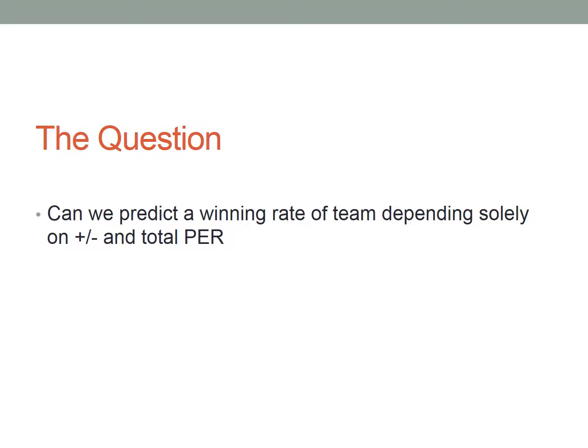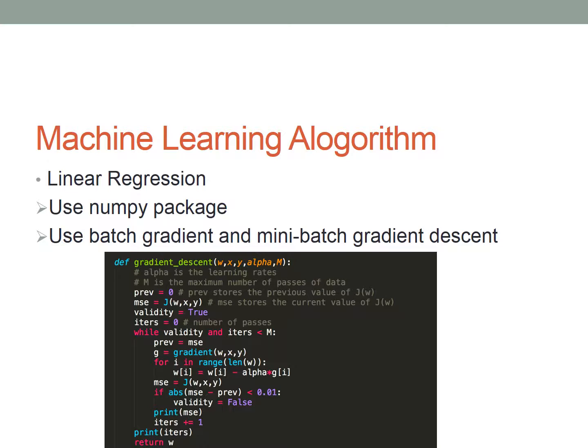So now the question is, can we predict the winning rate of a team depending solely on plus or minus and total PER? Because our target is to predict the winning rate of different teams in future seasons, and the winning rate is based on two variables: team PER and team box plus/minus. So the main machine learning algorithm we thought about is linear regression with multiple variables. And because we are taking advantage of vectors, we will use the NumPy package as well. Of course, we will use batch gradient descent and mini-batch gradient descent.